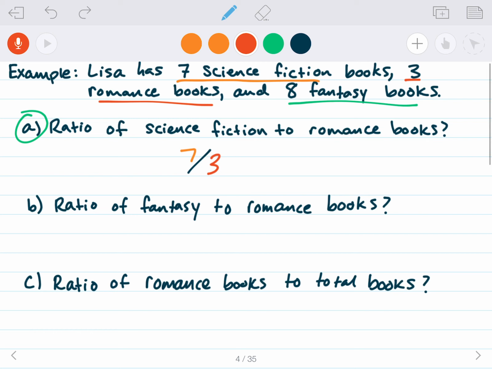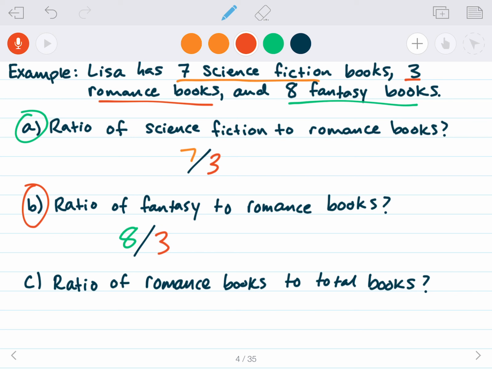What about fantasy to romance? So there's 8 fantasy books, and how many romance books? Well, there's 3 romance books. 8 to 3. This can't be reduced. Ratio of romance books to total books. Well, for the total books we have 7 sci-fi, plus 3 romance, plus 8 fantasy. And that's going to be 18 total books.